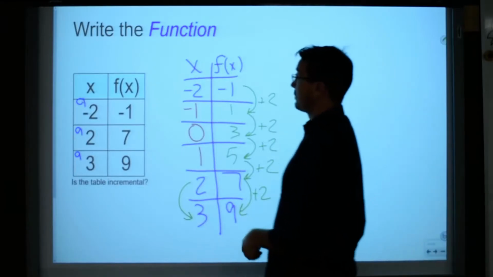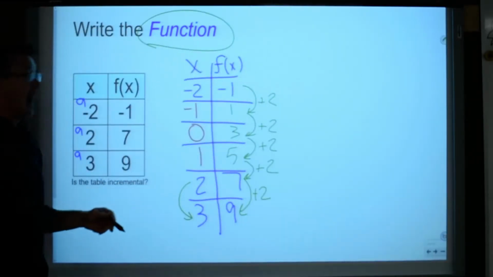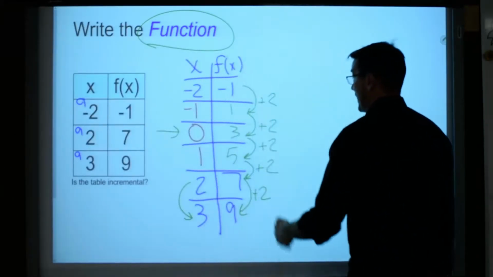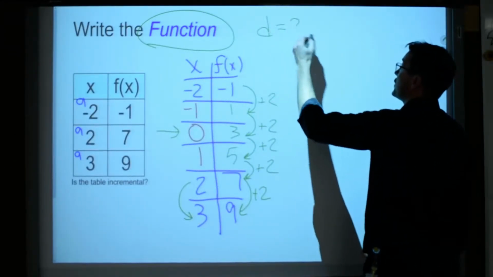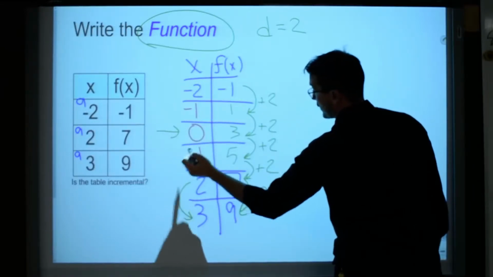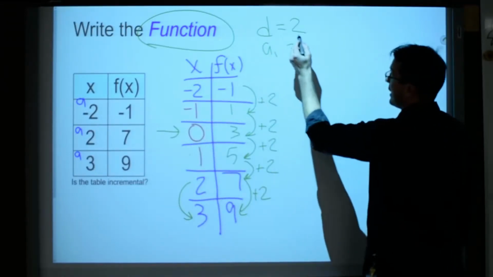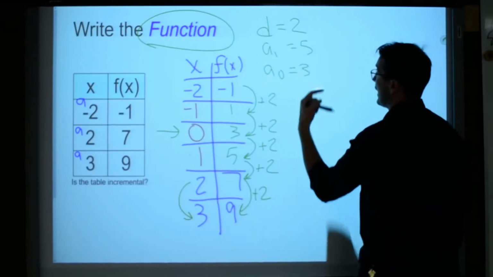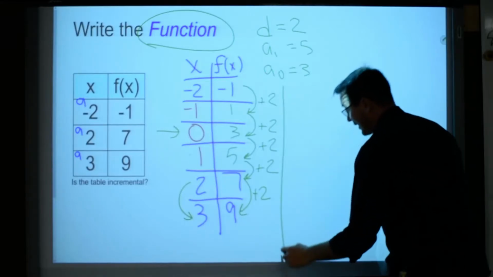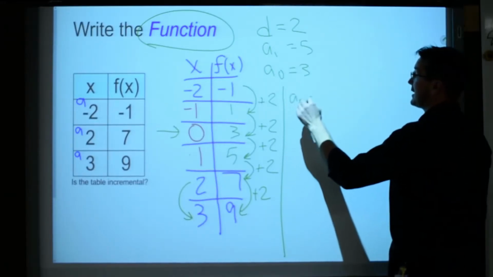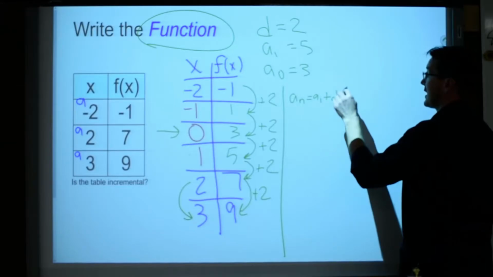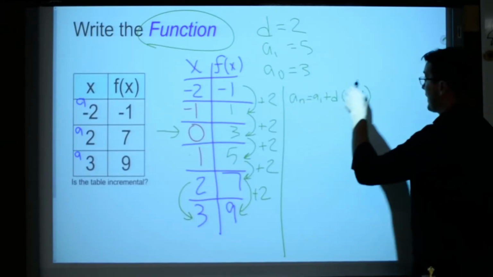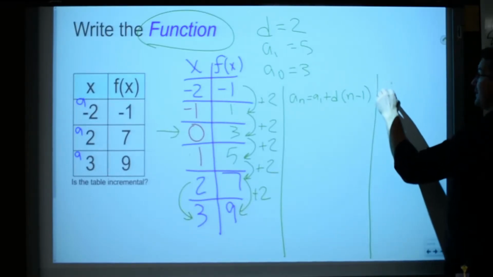Now, because I filled in the blanks and I want to write in function notation, I can go straight to the 0 term. Remember, this is arithmetic because I have a common difference of 2, and I do have a first term. My first term, a sub 1, is 5, but my 0 term is 3. So I have 2 choices here. I can go a sub n equals a sub 1 plus the difference times n minus 1, and then substitute those values in there for an arithmetic equation. Or I can go straight to function notation.